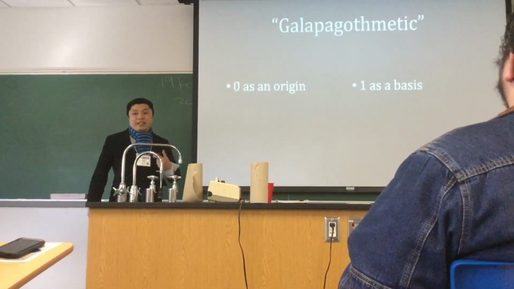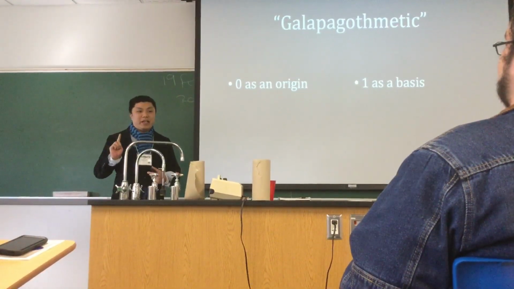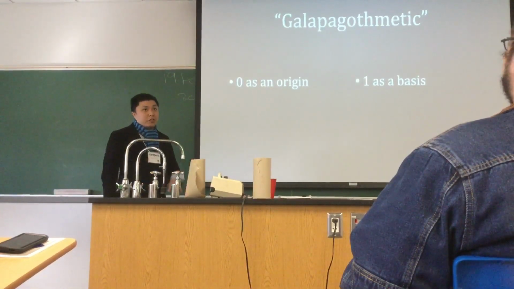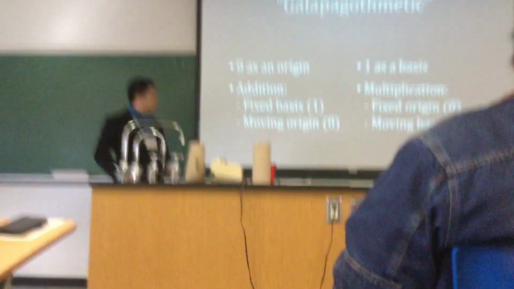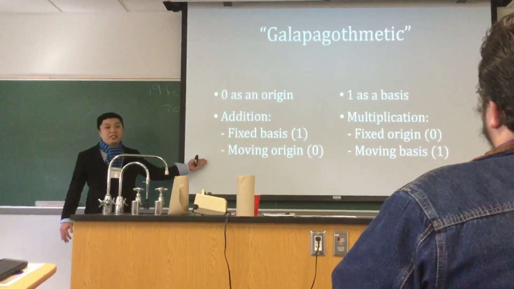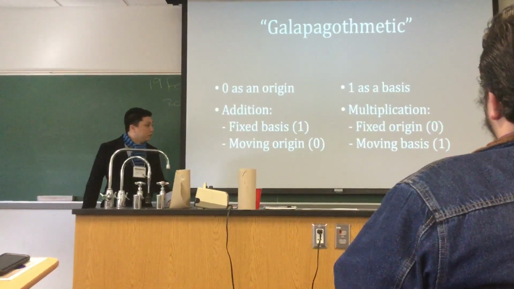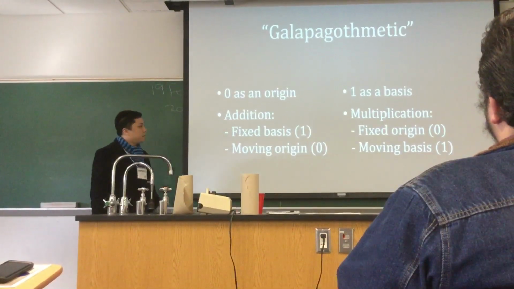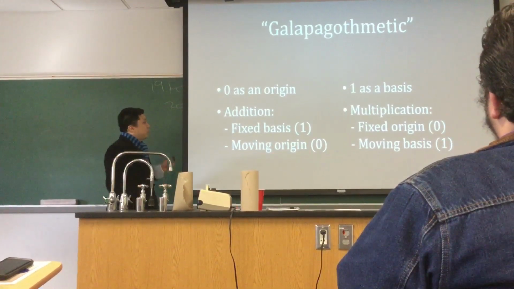Anyway, what she did is define two numbers, 0 as an origin and 1 as a basis. And all the fundamental operations can be defined in a symmetric way, such that addition is fixed basis, or fixed 1, and moving origin, or moving 0. Multiplication is fixed origin, fixed 0, and moving basis, moving 1. What does it mean? It's hard to understand without visualizing, so let me explain it.